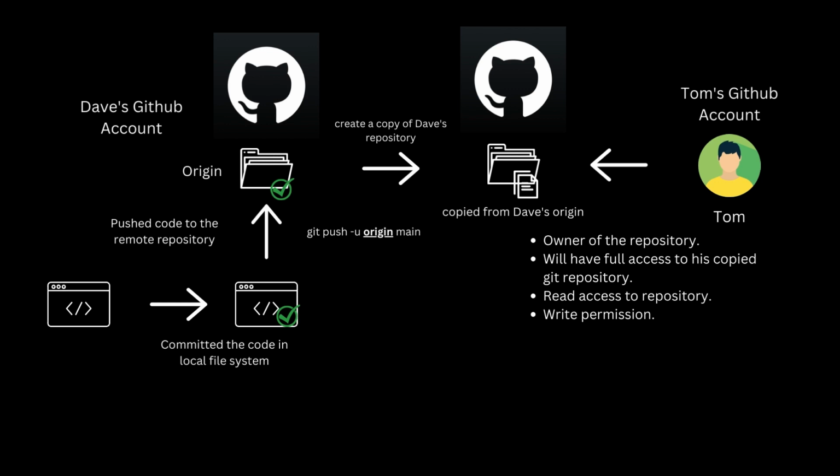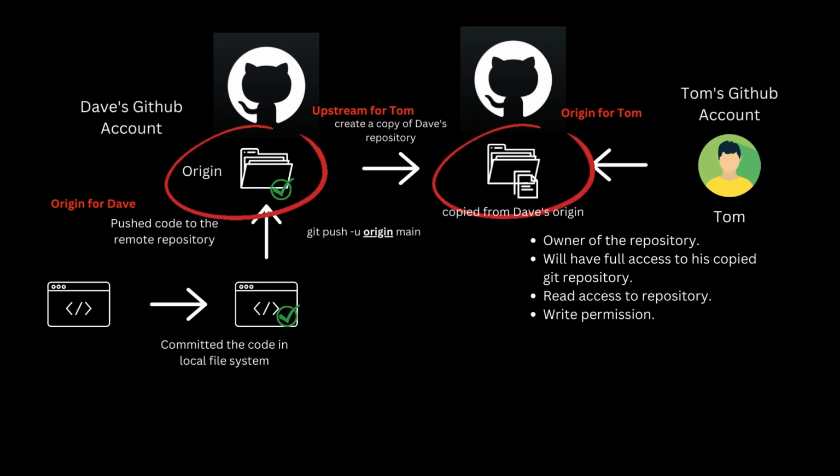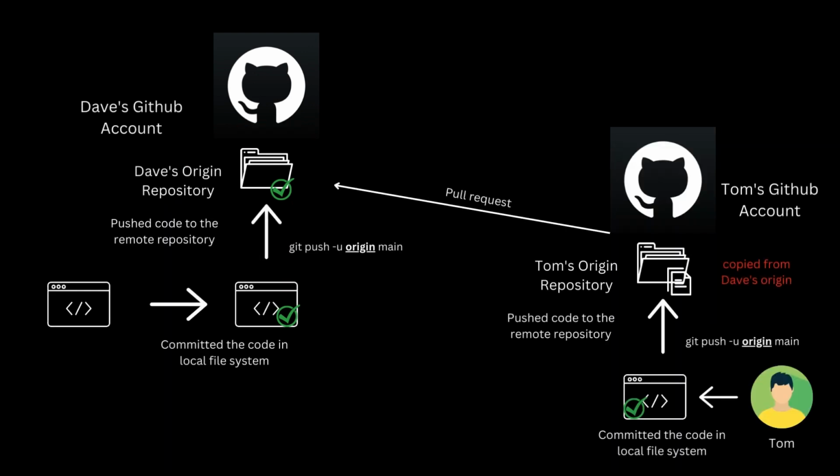As Tom will be the owner of the forked repository, Tom can directly push code to it. This copied repository will be the origin for Tom. At the same time, Dave is not the owner of this repository, hence it is upstream for Tom. A repository can be both upstream and origin depending on the user. So, if Tom wants to add code to Dave's repository, Tom will update the code in his file system and push the code to his origin, which is forked from Dave's origin.